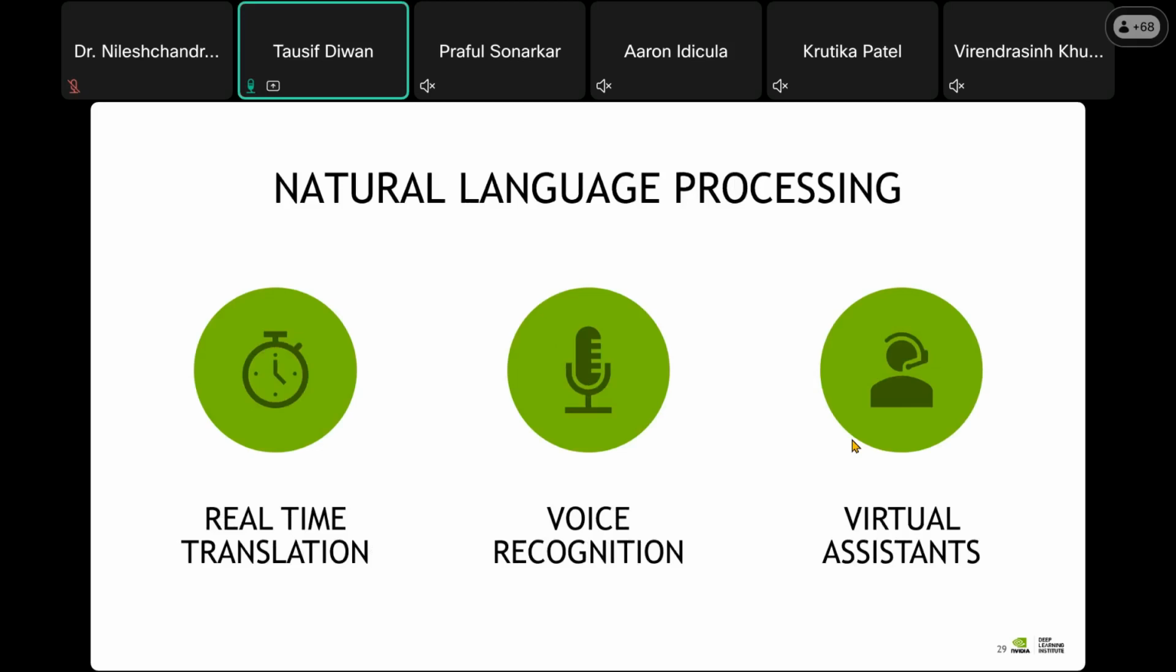If we are looking at natural language processing, then we have real-time translation, voice recognition, and virtual assistants, like Siri in Apple phones.